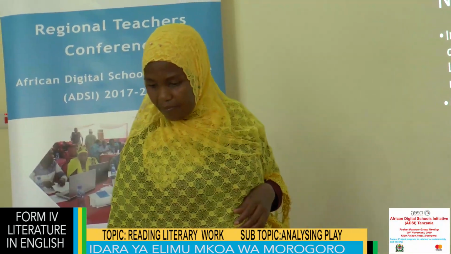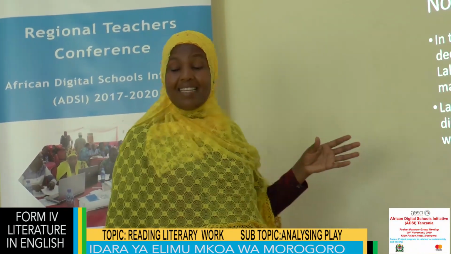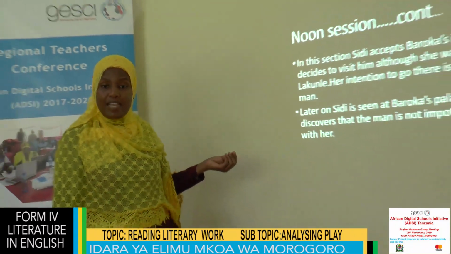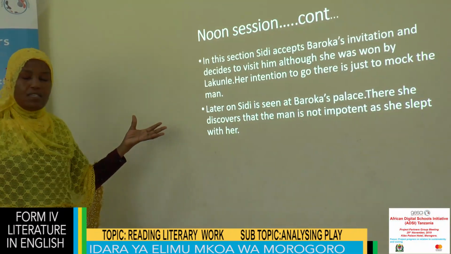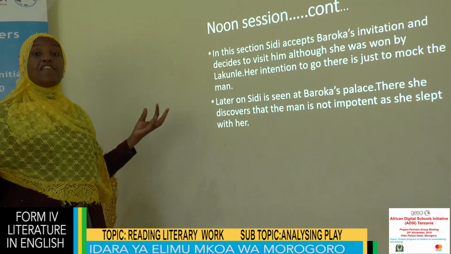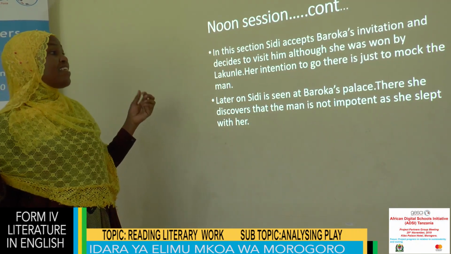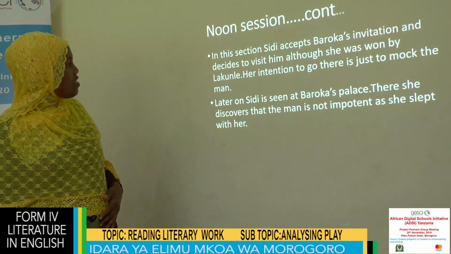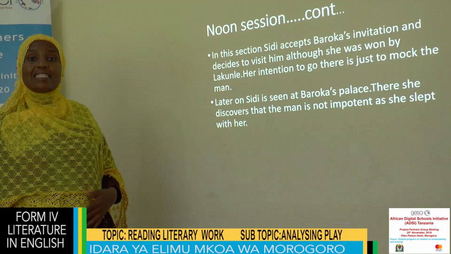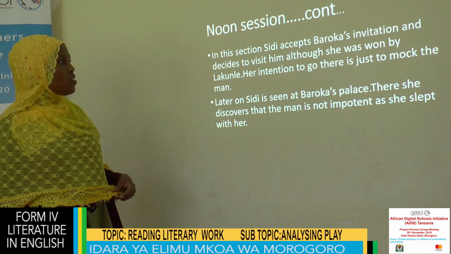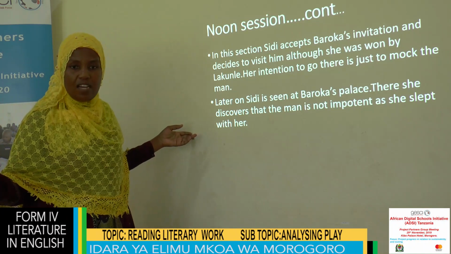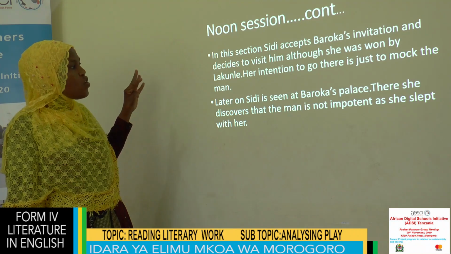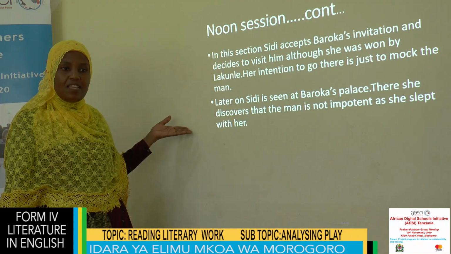Thereafter, after realizing that the man cannot do anything with the woman, they congratulated themselves, Sidi and Sadiku. They were very happy after realizing that the man cannot do anything with the woman. Now, they congratulated each other. After that, Sidi accepted the invitation. She was told that you just go there so that you can get the supper with the chief, even though you don't want to get married. You just go there. But Sidi rejected.